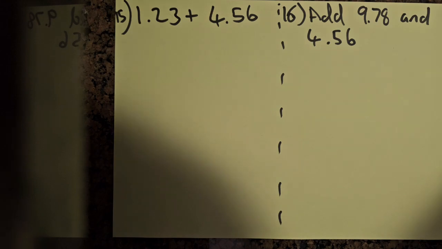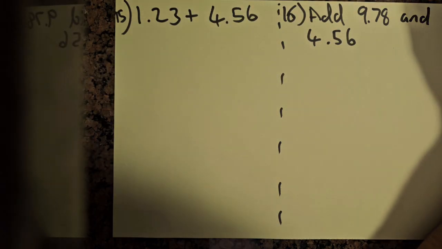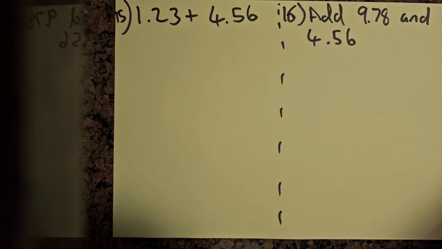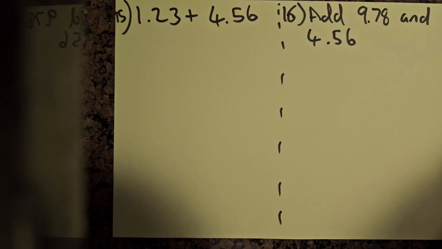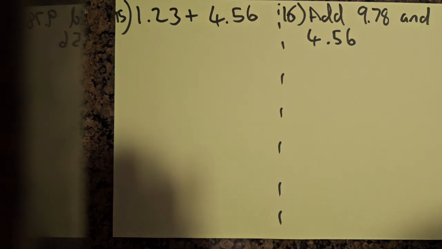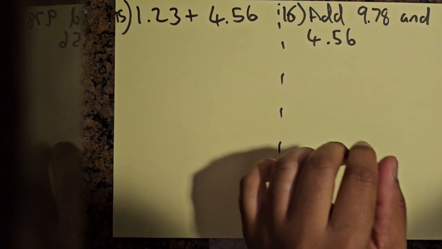Okay, and then question 15 and 16 is about adding decimals, okay? Now, adding decimals is pretty straightforward. It's the same as adding normal numbers. The only thing is when you write out these values, if you put them in column method, make sure that all of the correct values are underneath each other. So whole numbers or units underneath each other, tenths underneath each other, hundredths underneath each other, like this, okay?